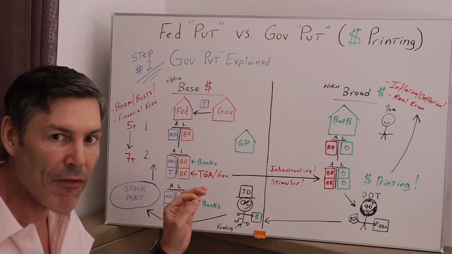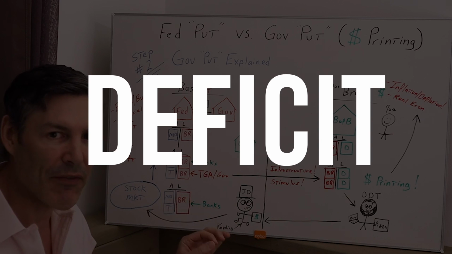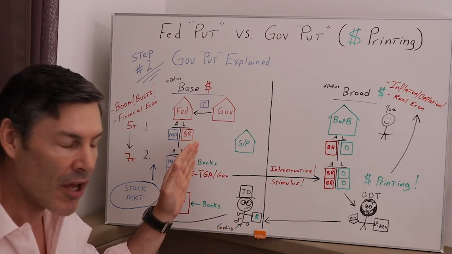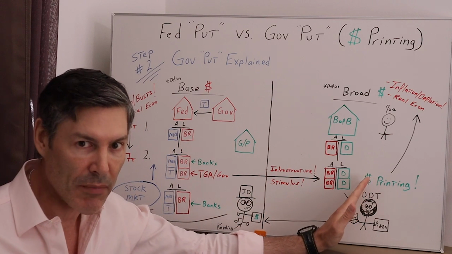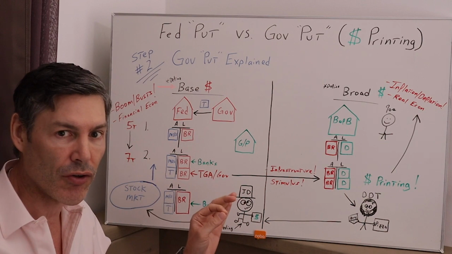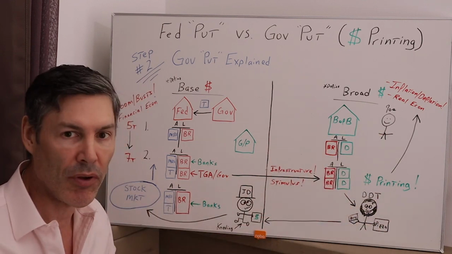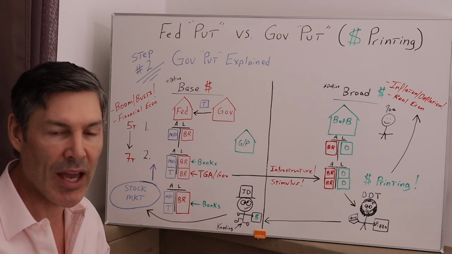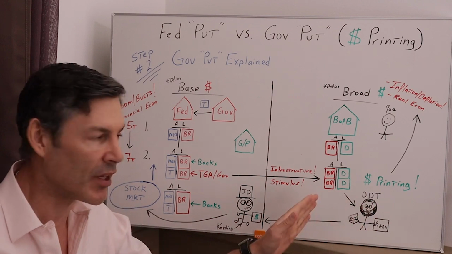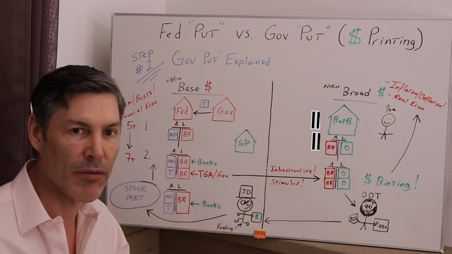But once the government put comes into play, when they start doing fiscal deficit spending, that means the Fed is most likely monetizing it. They're spending it into the economy, so it's creating additional base money, but it's also creating additional broad money. This is what most people consider money printing. And it gets really confusing because we use the term money printing to not only talk about an increase in base money, but also an increase in broad money.